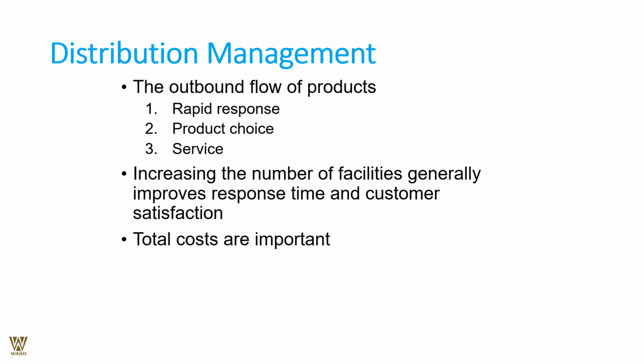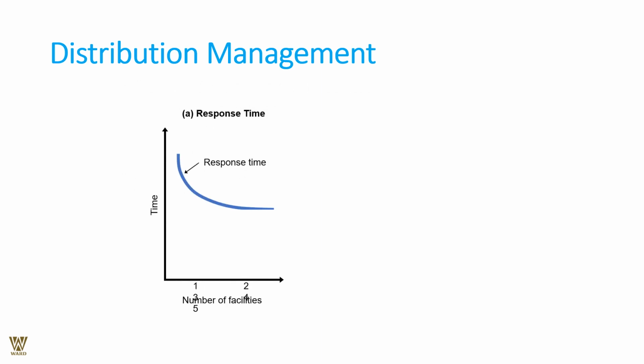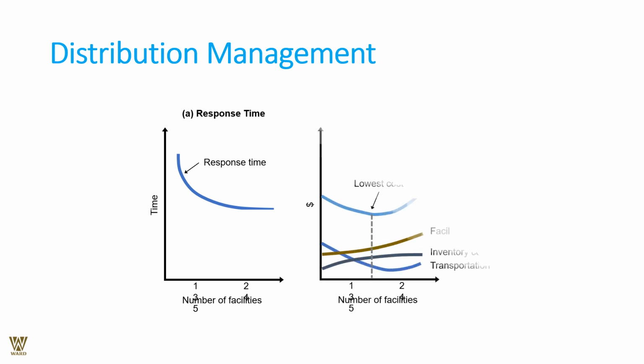Increasing the number of facilities generally improves response times and customer satisfaction. Now, talking about distribution management, on the x-axis I am plotting the number of facilities, and on the y-axis the response time. If the number of facilities increases, the response time gets faster and flattens at the corner. Similarly, let us look at what happens with the cost in dollars.